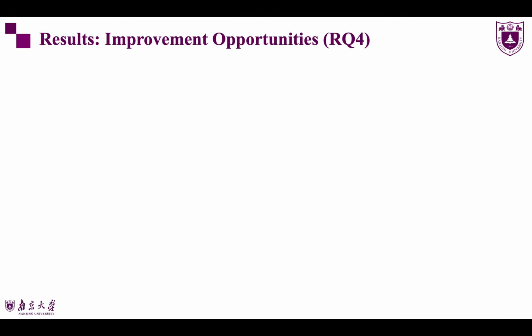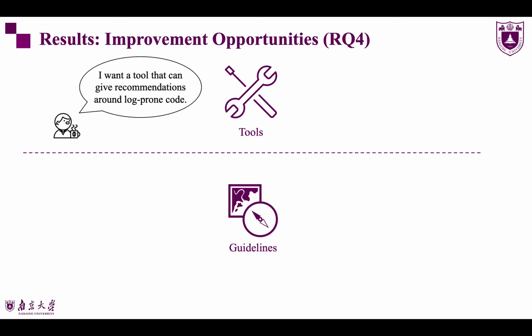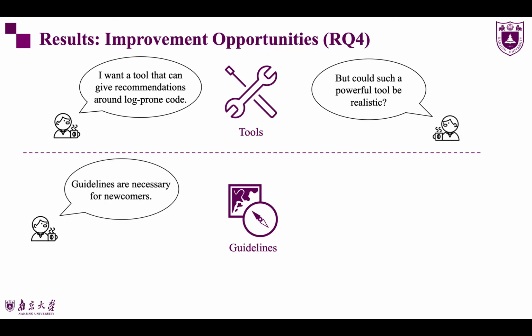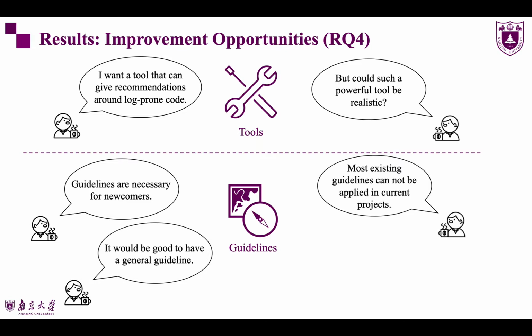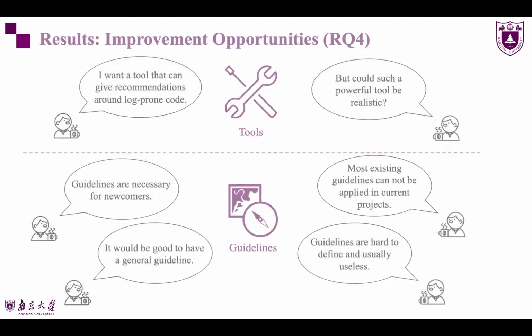And the last is the results for research question 4. Regarding the improvement of logging practice, developers shared their opinions mainly on two topics, logging tools and guidelines. Around tools, developers expect a smarter tool that can give recommendations of where and what to log, but they also show their doubts about such a powerful tool. Towards guidelines, developers' attitudes are divided into two groups. The positive group thinks that the guidelines are necessary and helpful, and the negative group thinks that guidelines are hard to define and useless as the existing ones can't be applied in their projects.